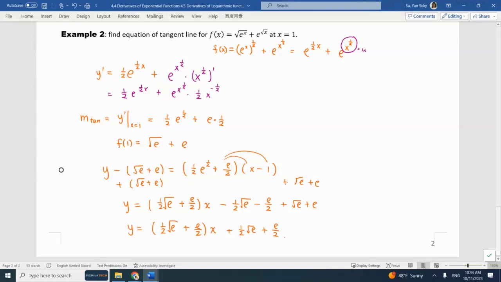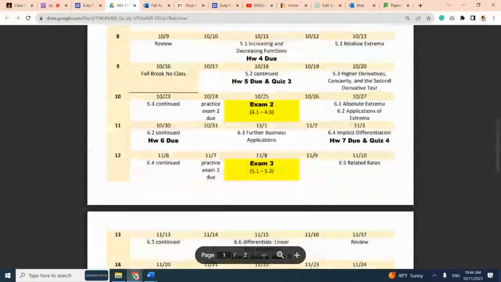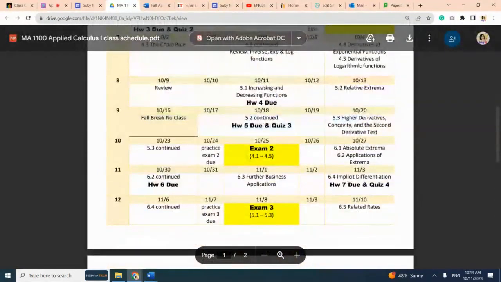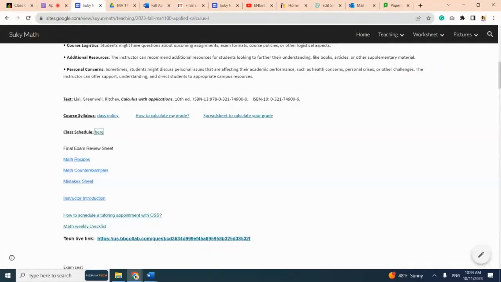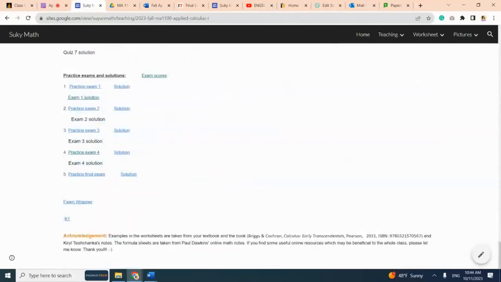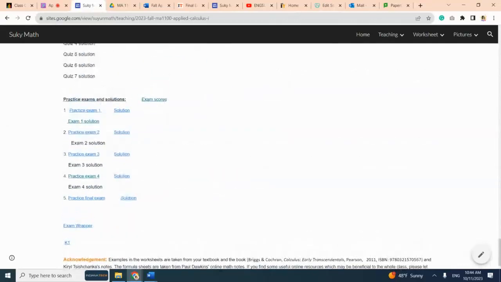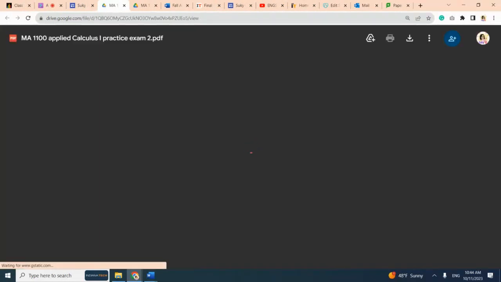So, and then we finished chapter 4. Okay, so your exam is about 4.1 to 4.5. That's what is going to be on your exam. And let's see, do you want to look at the practice exam together and see what type of problem is going to be on the exam? Okay, so this is a practice exam too.